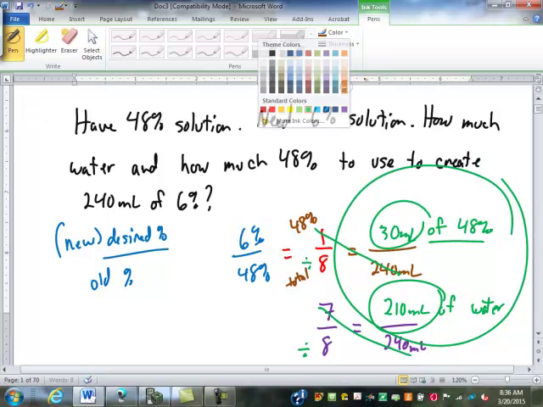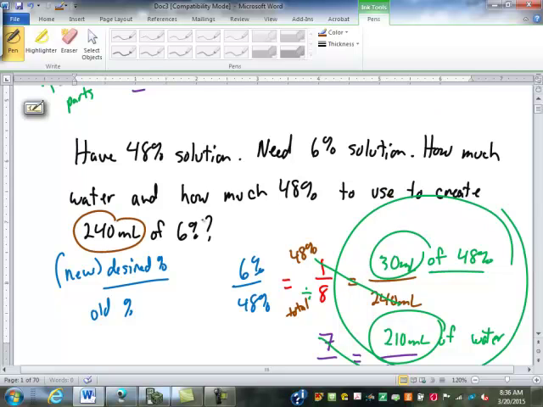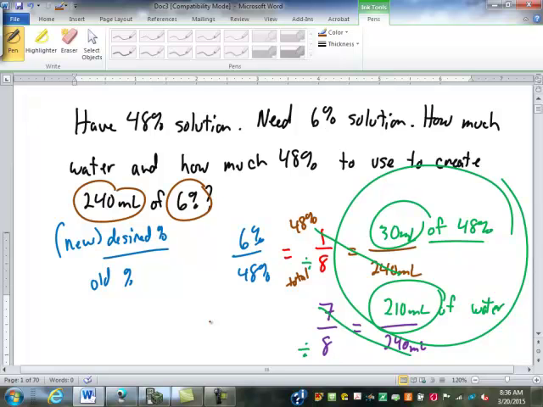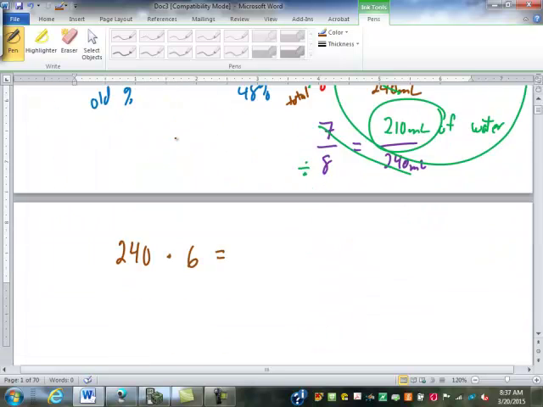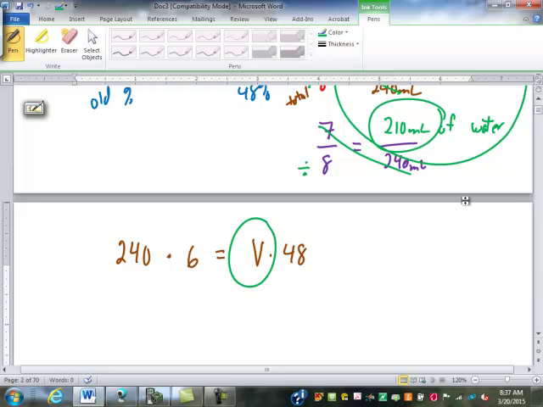Now, if you recall, we found a simpler way of doing this, a shortcut for doing this. We need 240 milliliters of 6%. So volume times concentration equals, we don't know how much we need, but we know that we have 48%. So it's volume times the concentration of 48. Now, I put V1 and C1 as the 6% solution. I could have switched the order. It doesn't make much difference.